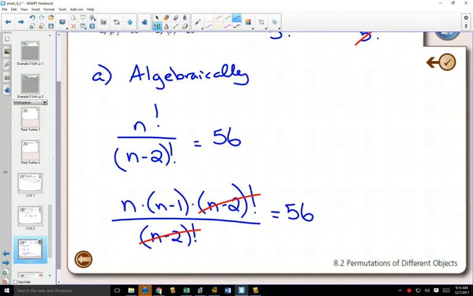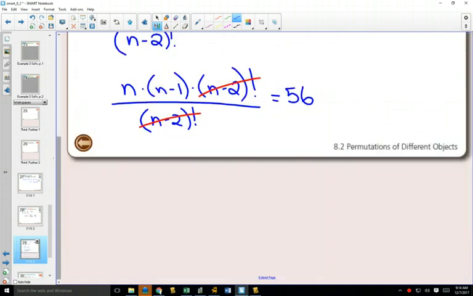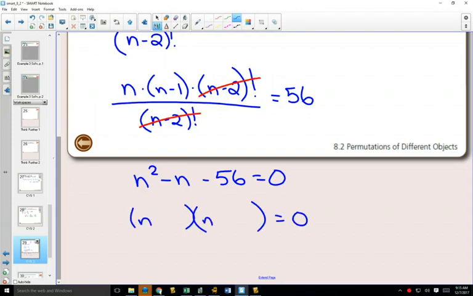What does that leave us with? n times n minus 1. That's a quadratic, right? I'd have n squared minus n. How do you solve quadratic equations? Make one side equal to 0. So are you okay if I move the 56 over to the left-hand side and make the one side equal to 0? Does this factor nice? 8 and 7. 8's going to be negative. 7's going to be positive. So we get two answers. n could equal 8, or n could equal negative 7.